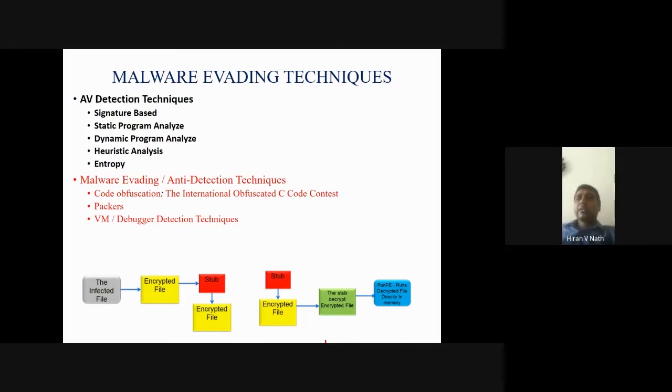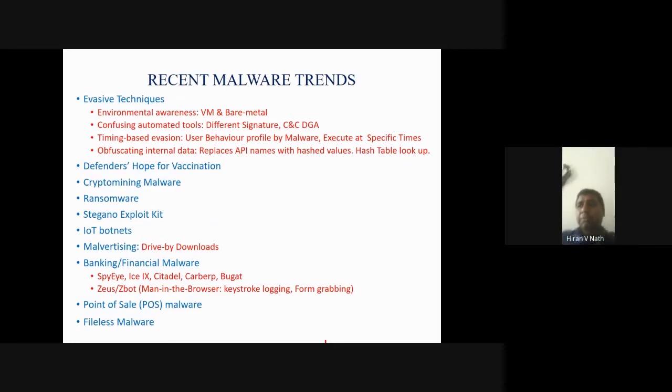Okay, then malware anti-evading techniques also use VM or debugger detection techniques, where the malware detects whether it's running in a VM or whether a debugger is being used. So recent malware trends, I think I have already said, include environmental awareness.